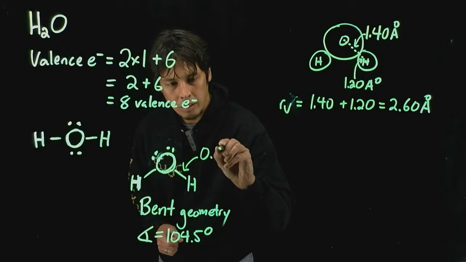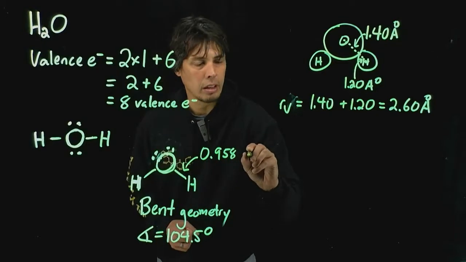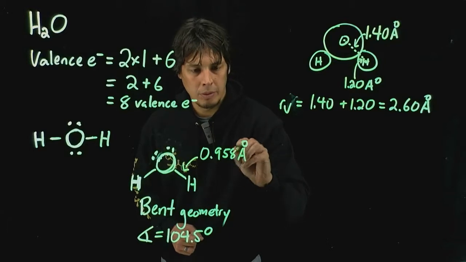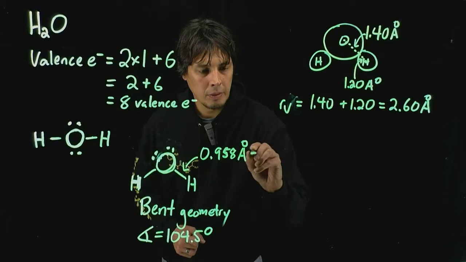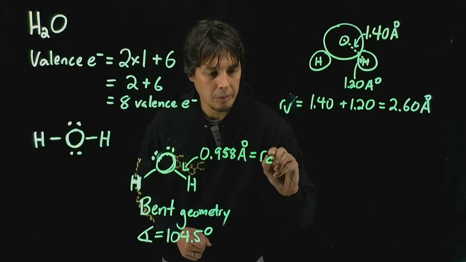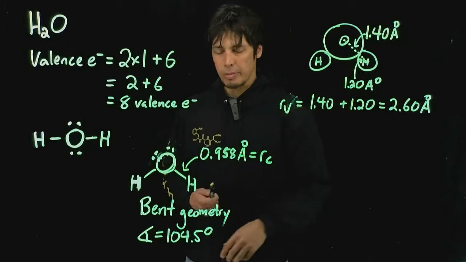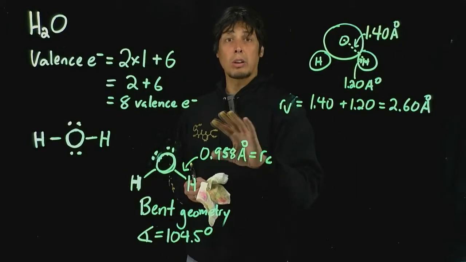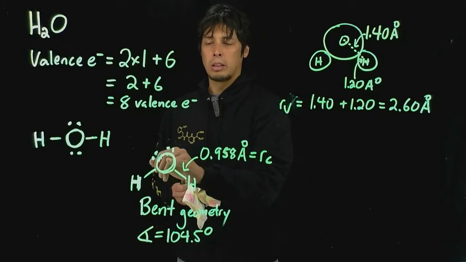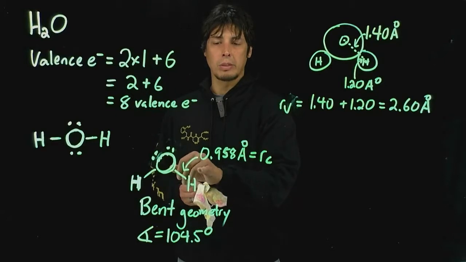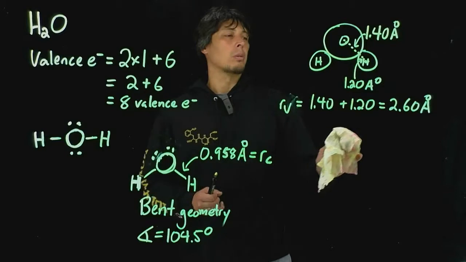distance is 0.958 angstroms. So much less than we expect. That's the radius of the covalent interaction. So we have bonding between the oxygen and the hydrogen, as evidenced by the large decrease in the distance between the oxygen and the hydrogen for the actual molecule versus what we'd expect from van der Waals radii.